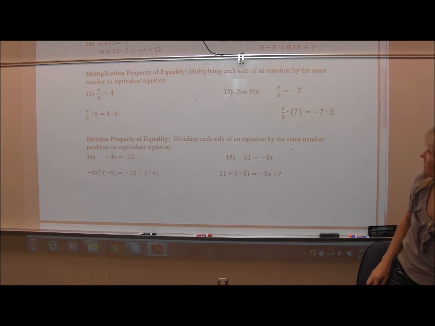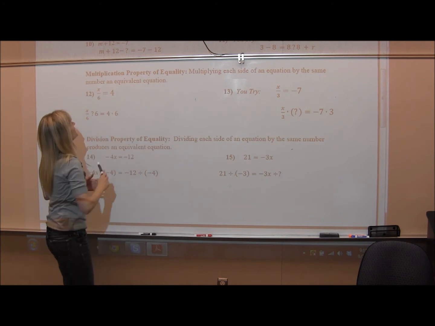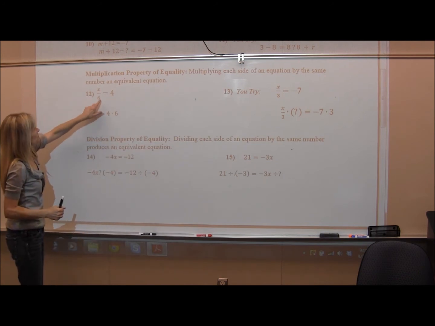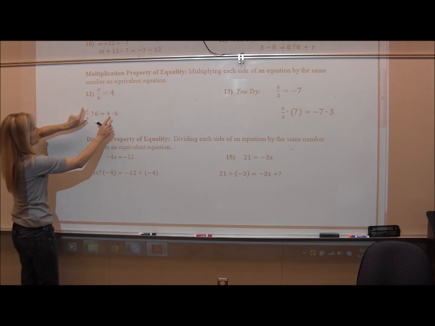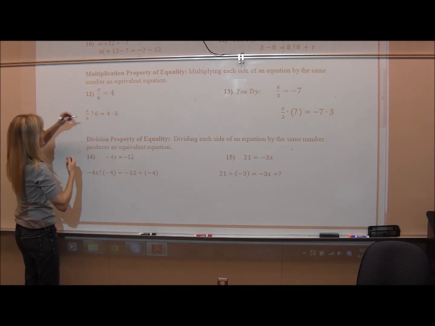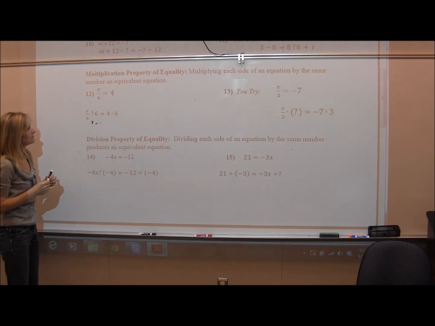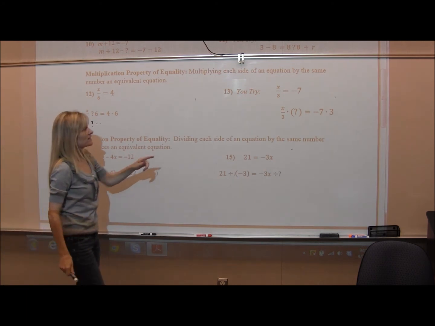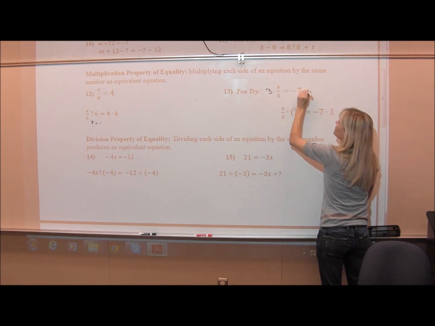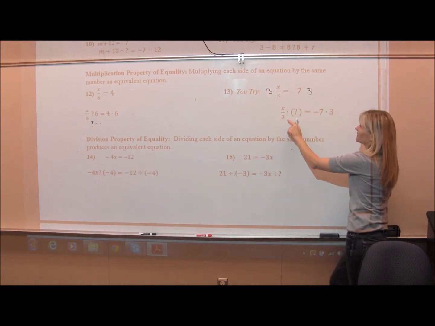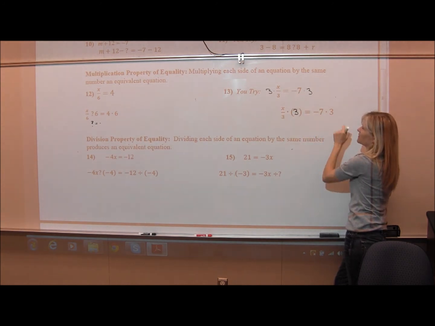Whatever you do to one side of the equation, you have to do to the other. So multiplying each side by the same number produces an equivalent equation. So here, the goal is to get x all by itself, so we're multiplying both sides by 6. So again, the question mark is just a multiplication sign, just a dot. Okay, so you try this one. 3, because we're multiplying both sides of the equation by 3. Do you see that? So x over 3 times 3 is the same thing as -7 times 3.